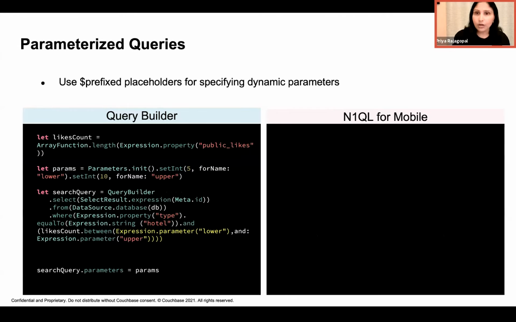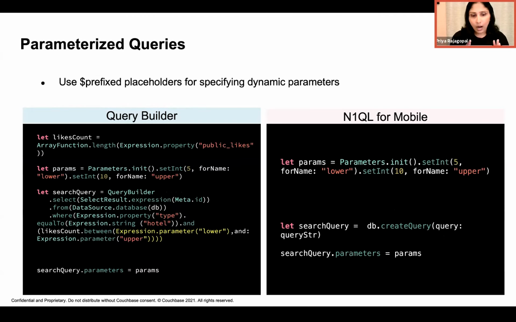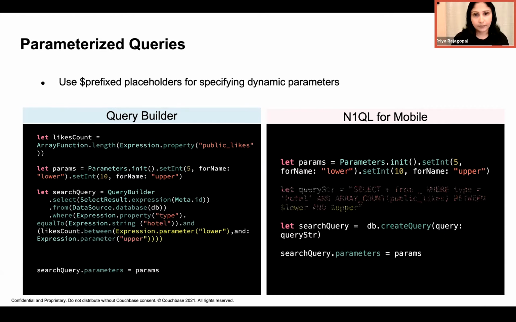As in the case of the Query Builder interface, we support parameterized queries. How the parameters are specified and associated with a query is the same as is the case with the Query Builder API. The difference really is in the way the parameters are specified within the query. If you look at the highlighted text in the query string example, you see that we use $-prefixed placeholders for specifying named parameters.